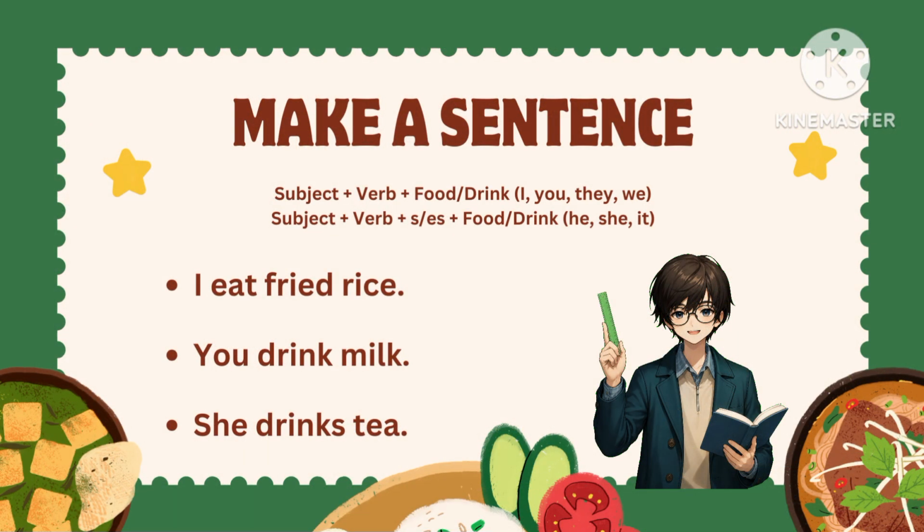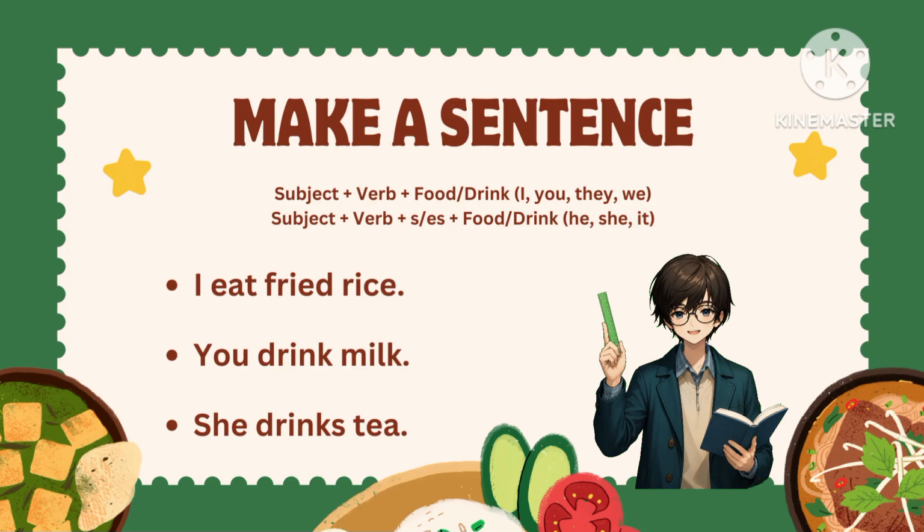Alright, here are the patterns based on the subject. And then, there are the samples of the sentences. Let's see and read the sentences together. The first sentence is, I eat fried rice. I as the subject, eat as the verb, and fried rice as the food. Second sentence, you drink milk. You as the subject, drink as the verb, milk as a drink.